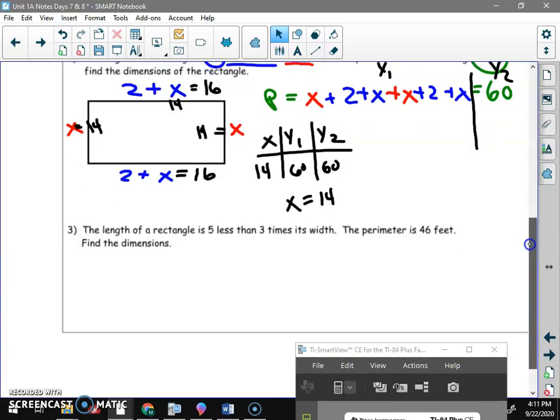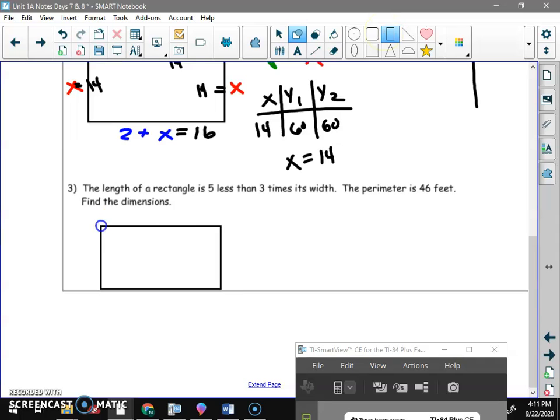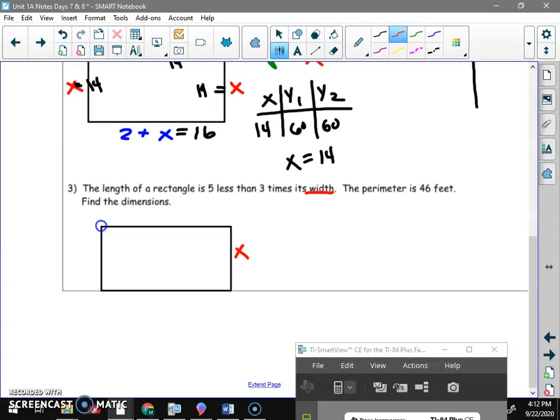The length of a rectangle, stop right there. We know what to do. Draw a rectangle. The length is 5 less than 3 times the width. Whatever gets last, plain x. 5 less than 3 times the width.